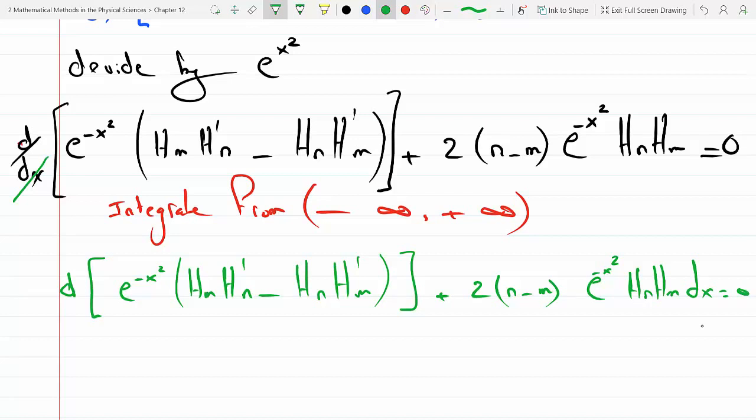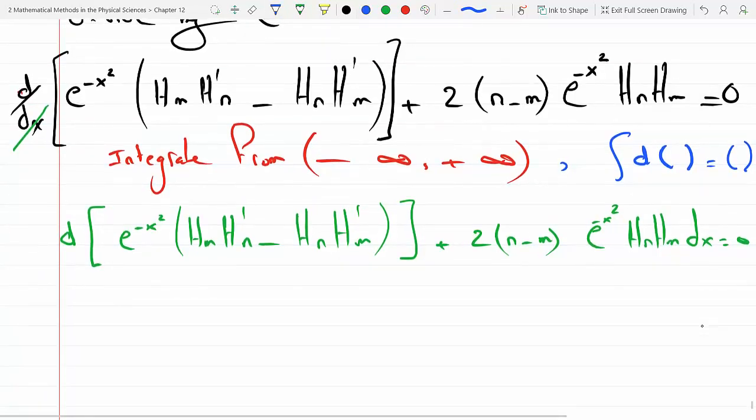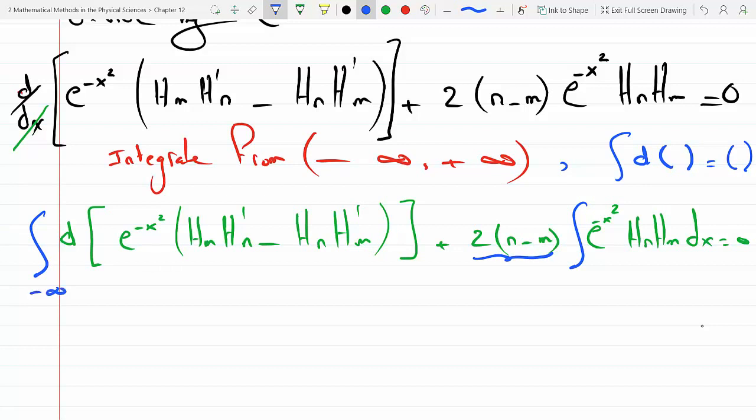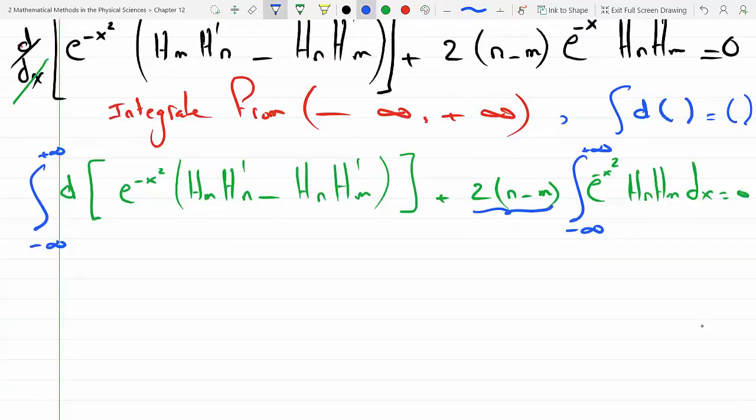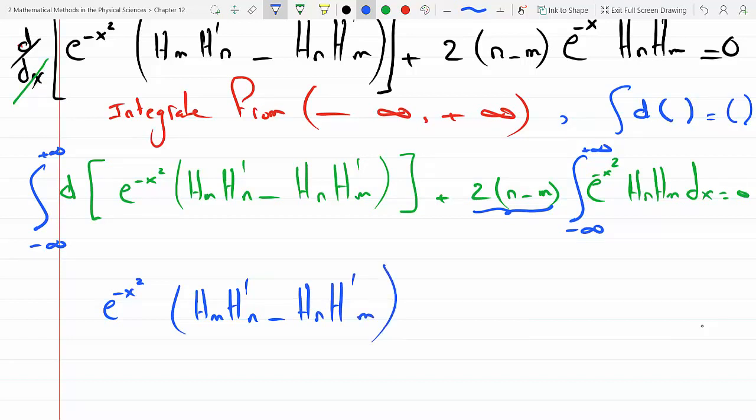And as you know from the fundamental theorem of calculus, once I integrate a d something, the antiderivative of the derivative gets you that something, as long as it's the same variable, and it is. So once I'm integrating here from minus infinity to plus infinity, and once I put an integral here and an integral here, those are constants, I can pull them outside the integral. From minus infinity to plus infinity, on the first term, I have e to the minus x squared hm h prime n minus hn h prime m, right? And this is evaluated from minus infinity to plus infinity.